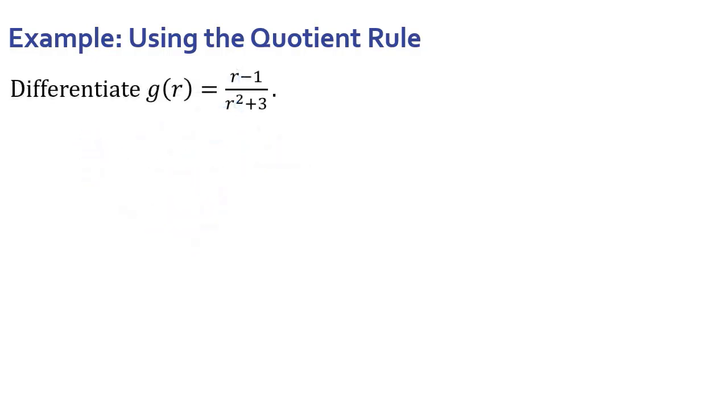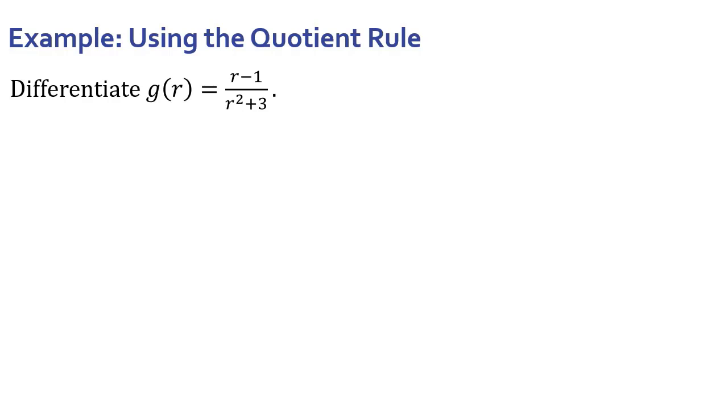All right, let's look at another example using the quotient rule. Differentiate g of r if g of r equals (r minus 1) over (r squared plus 3). So I can see here I'm going to end up using that quotient rule. I can't simplify this any further.